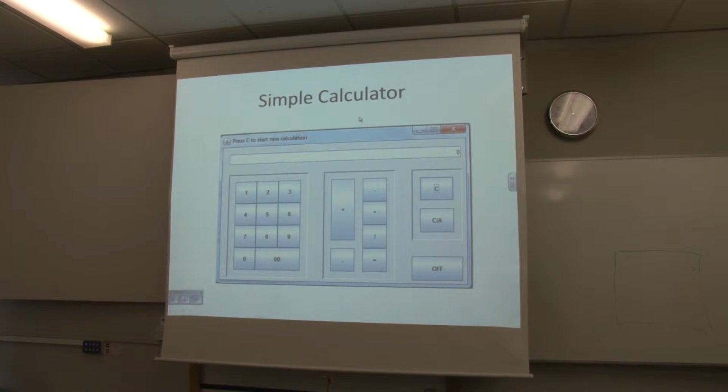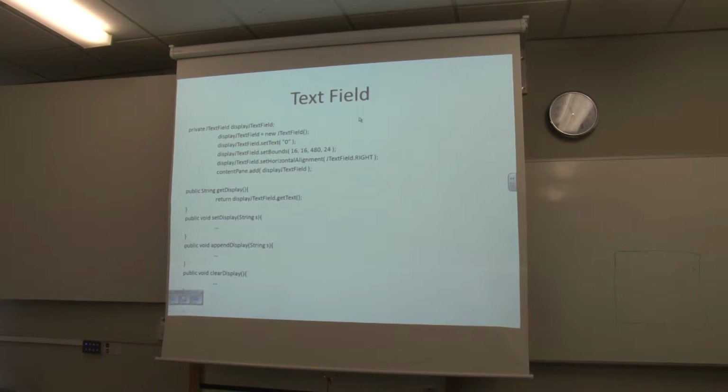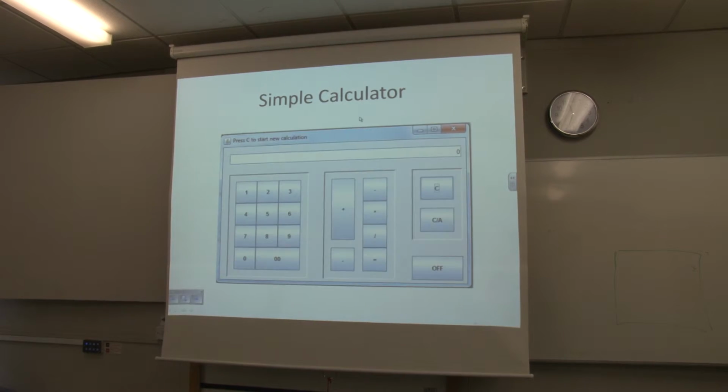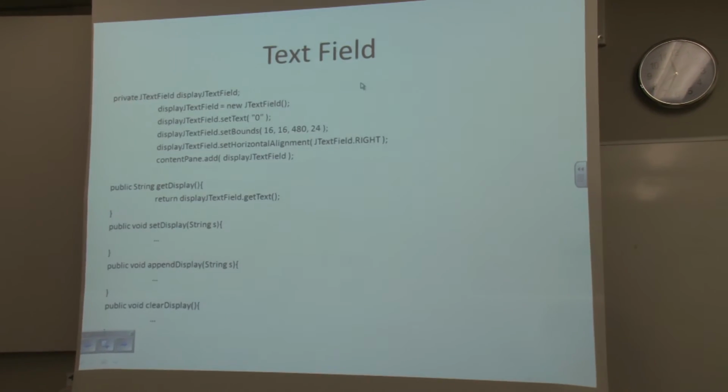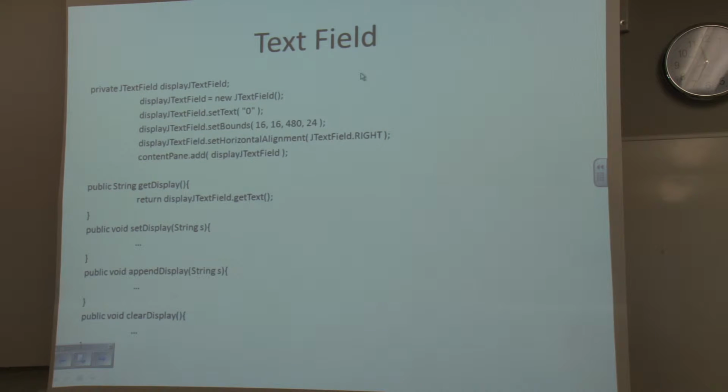Back to the layout of our calculator, we have the text field in the top. We set the text, what should be in the text, by set text, and then we set the bounds to be 16 times 16 to 48 times 24. Alright, okay. And then we add it to the content pane, because the text field doesn't actually go to any of the panel. It's just in the top of the content pane.